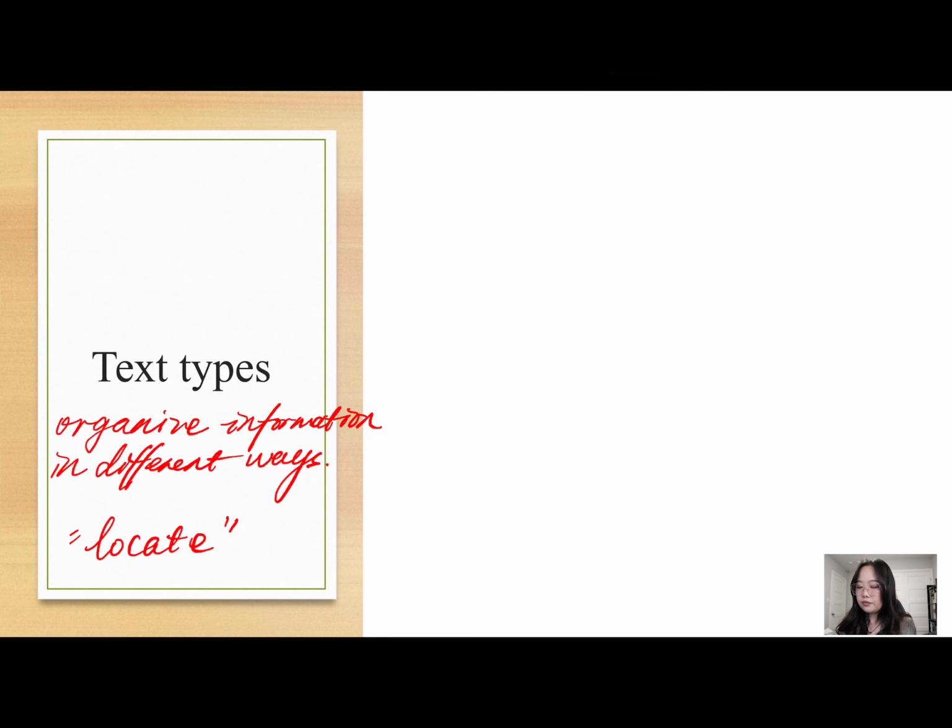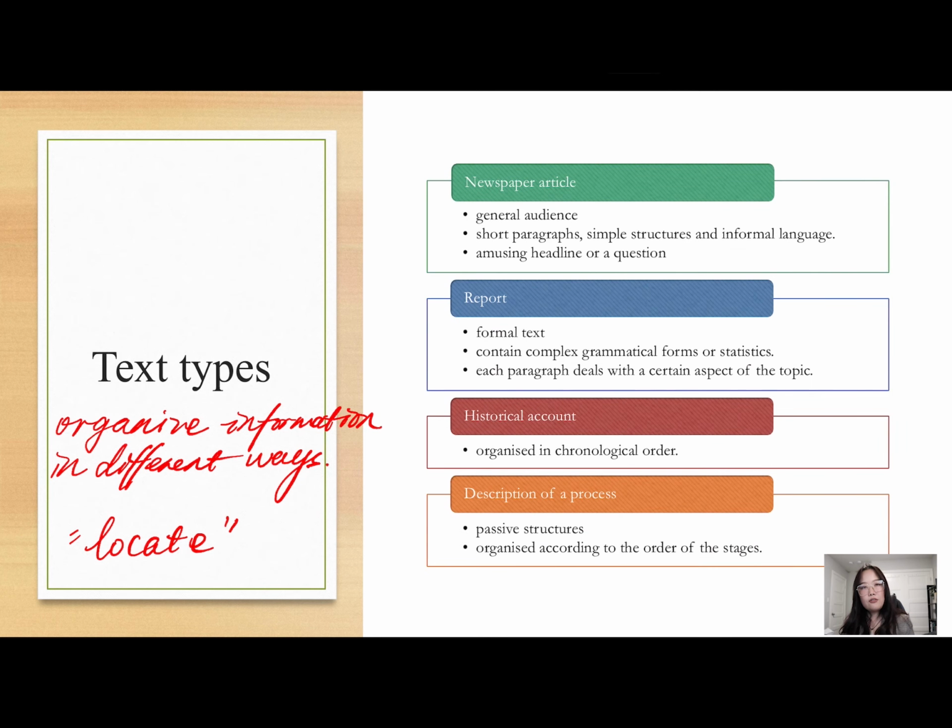Okay. Let's take a look at the 4 types of article. First, newspaper article. A newspaper article is written for a general audience and may have short paragraphs, simple structures, and informational language. The writer will want to encourage readers to read it, so it may start with an amusing headline or question that interests them.